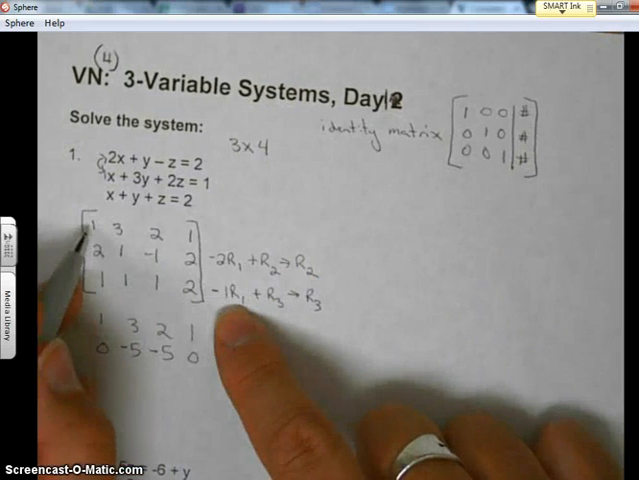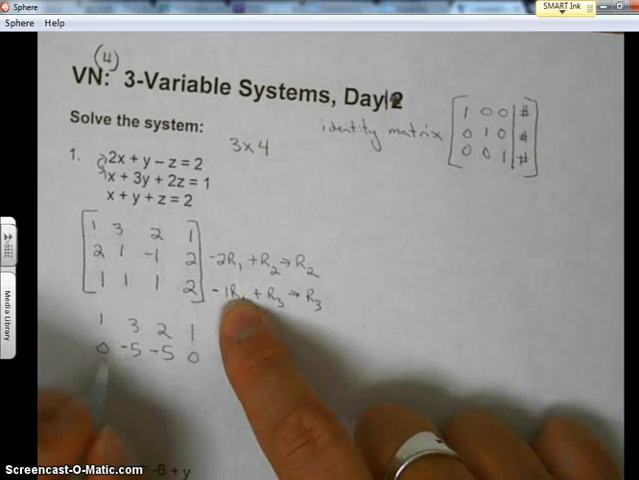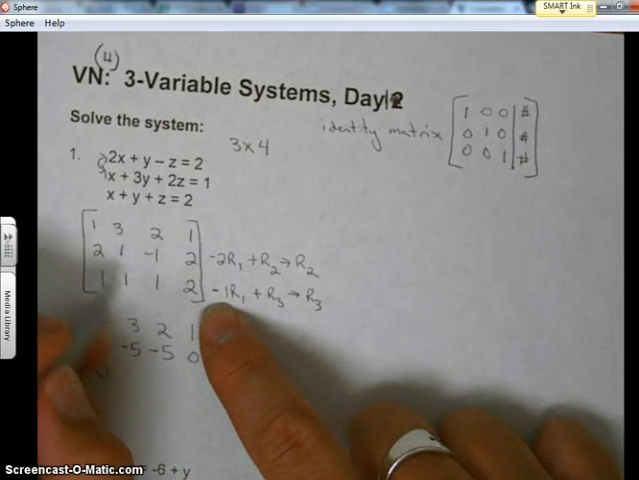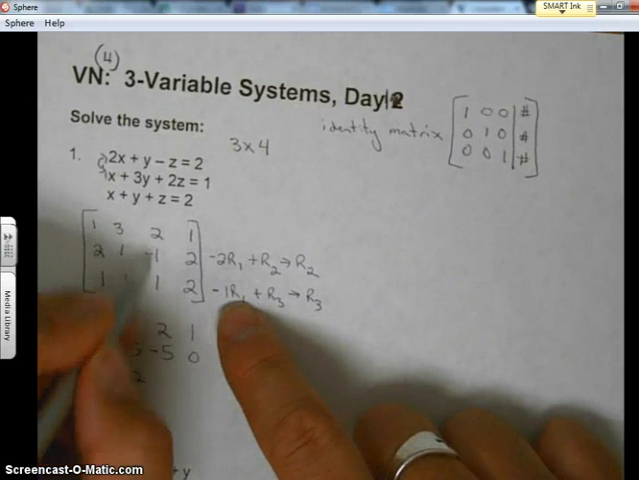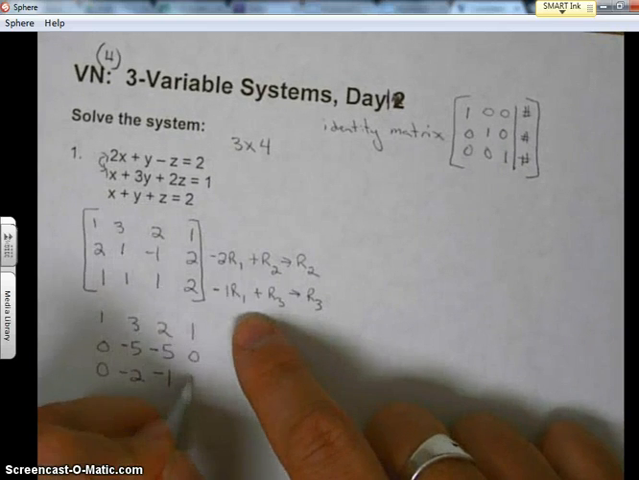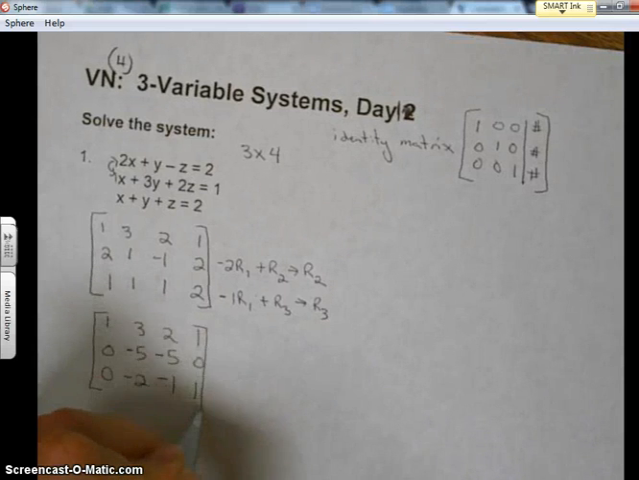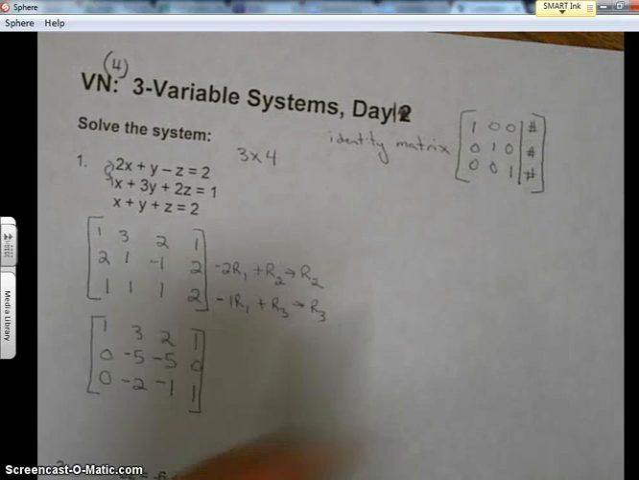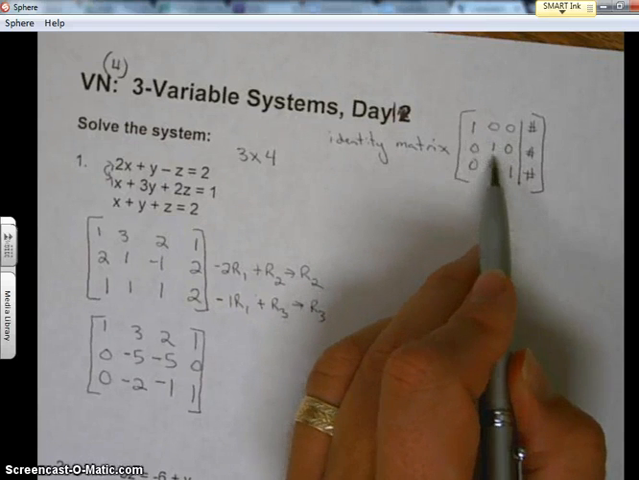Okay, doing the next operation, negative 1 times 1 is negative 1 plus 1 is 0. Negative 1 times 3 is negative 3 plus 1 is negative 2. Here we're going to have negative 2 plus 1, negative 1 plus 2. So we got our first column done. Okay, just like before, we're going to go ahead and get the next one out of the way.